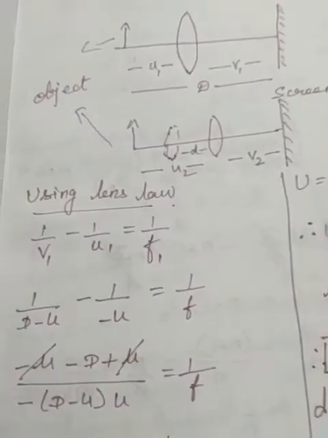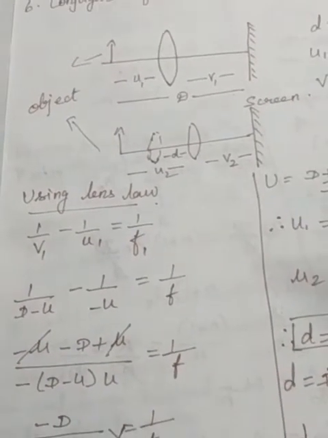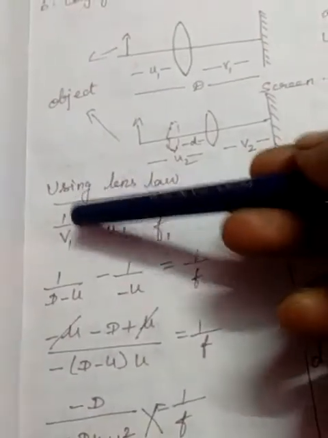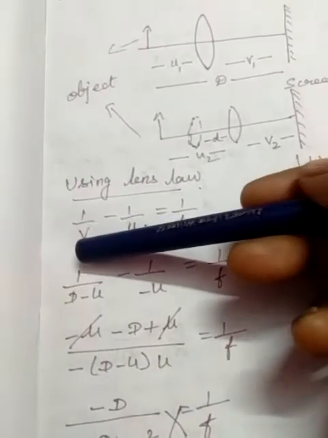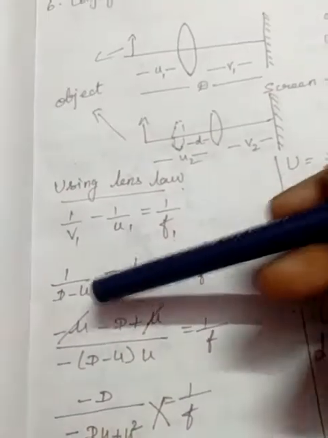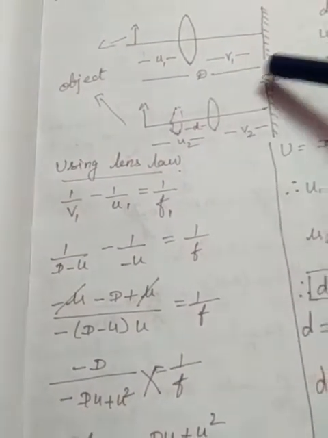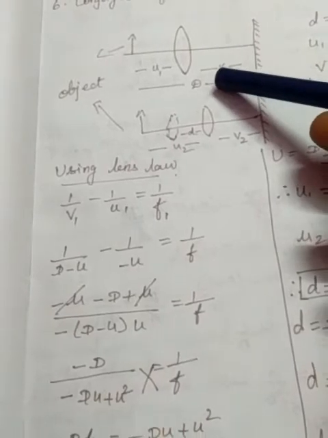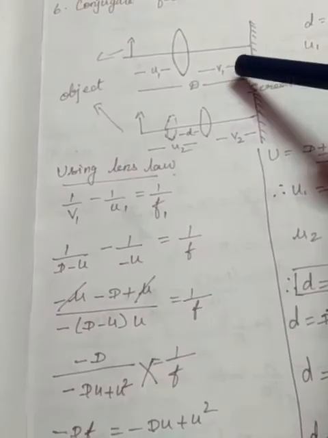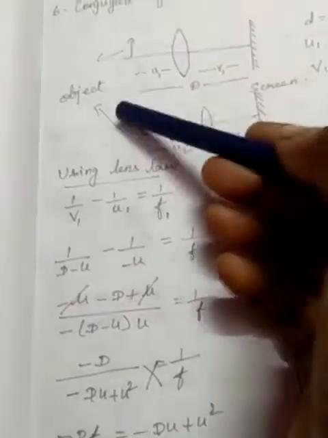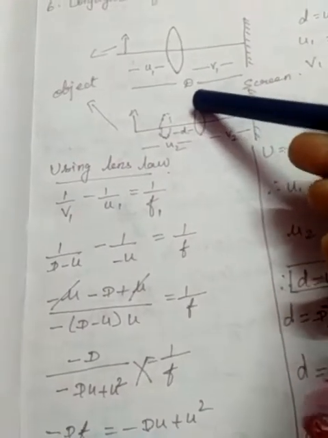Now using the lens law. Lens law you already know: 1 by v minus 1 by u equal to 1 by f, right? So now I am taking 1 by v1 minus 1 by u1 equal to 1 by f1. The v1 we have to take as d minus u. How do we calculate that v1? The v1 value we calculate as d minus the u part. So the object to the screen distance is d, correct?